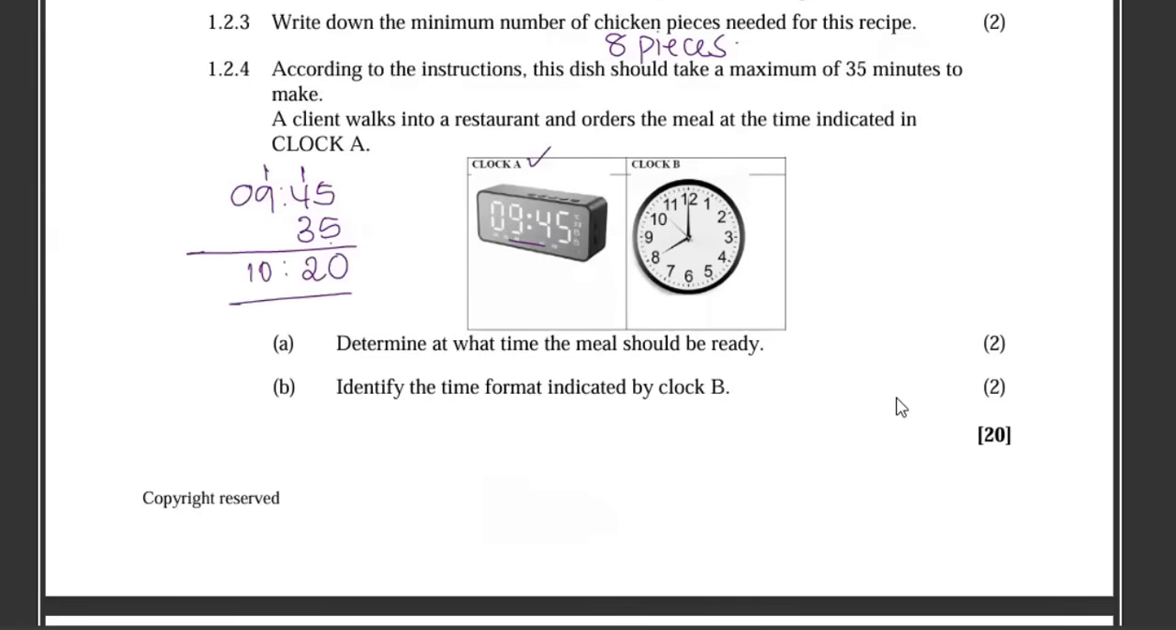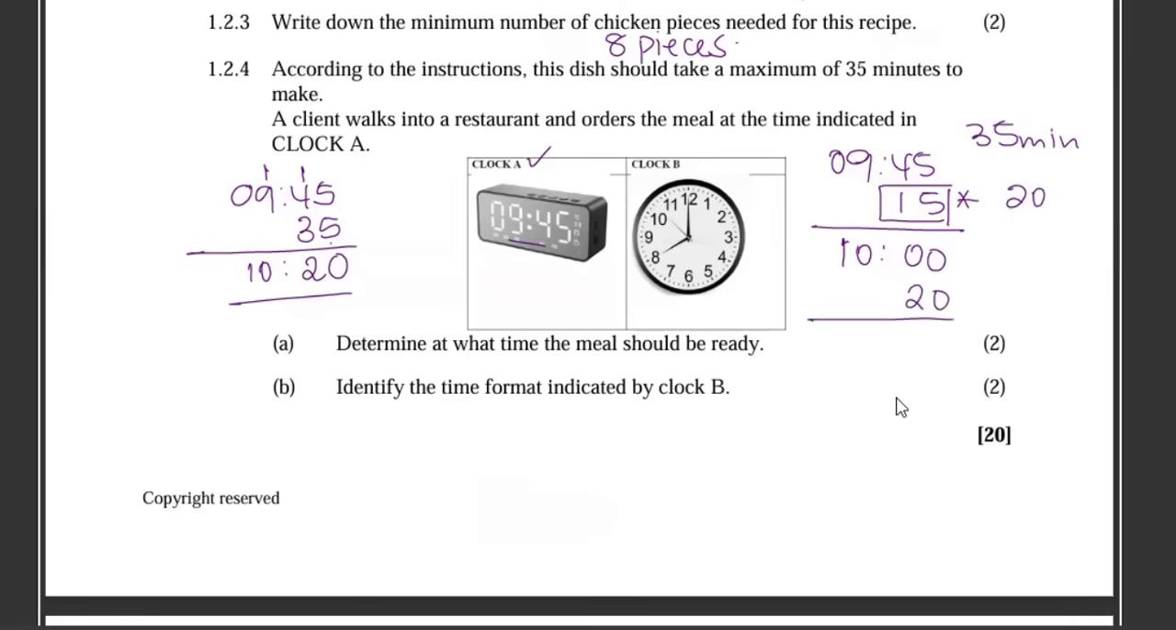But if you don't know how to do this, another person would say, this is 45. How many minutes are remaining to make it 10? 15. That means we add 15 here, and you get 10. But this 15 is coming from the 35 minutes for preparation. Now, of 35 minutes, if you remove 15, you are left with 20 minutes. So the 20 minutes are added onto this. Still, we get 10:20.